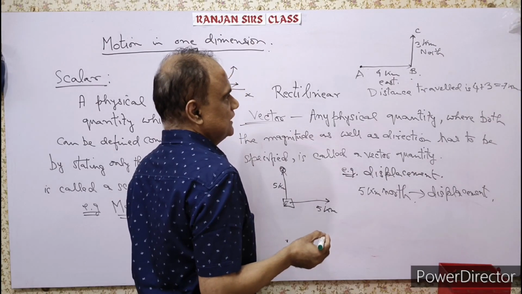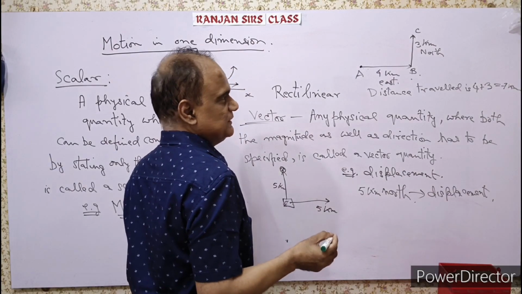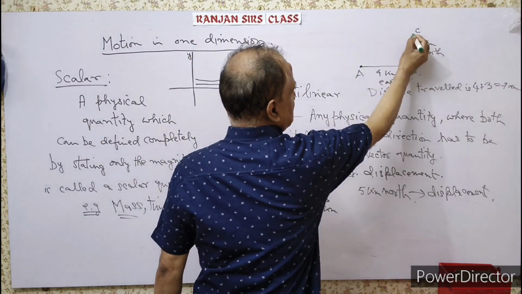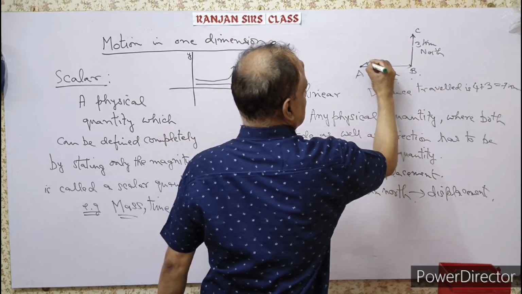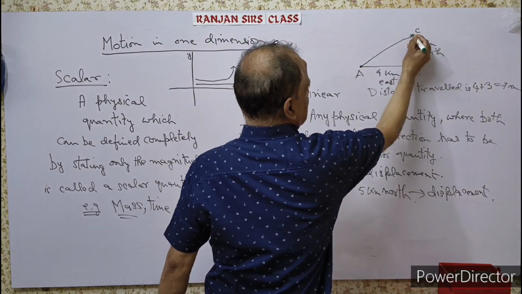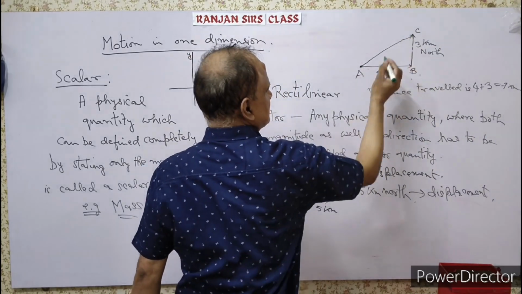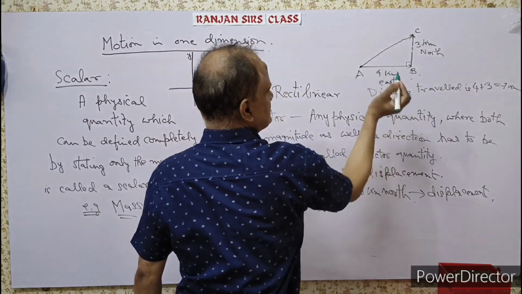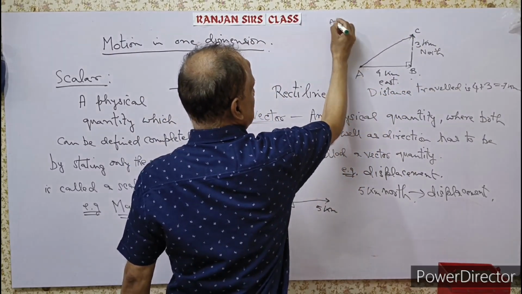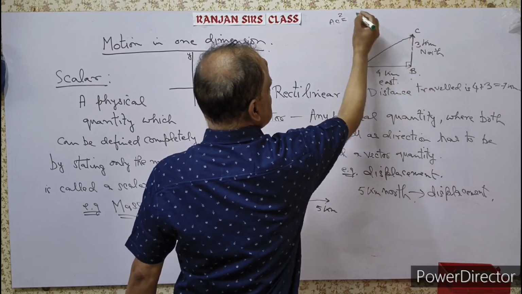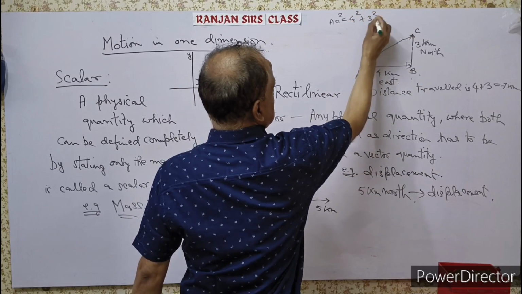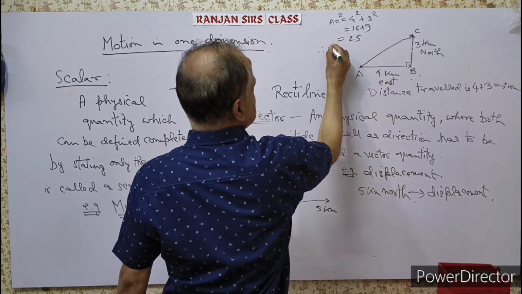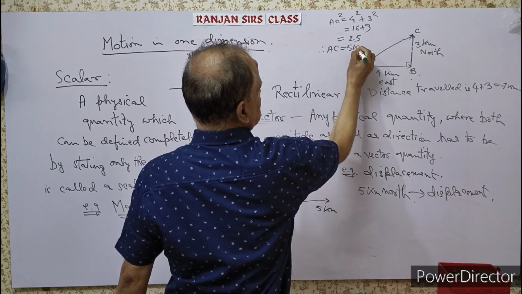But now, if I ask you what is your displacement? So your displacement, initial position was A and the final position is C. So it is the shortest distance between the initial and the final position. That's called the displacement. Okay. By using Pythagoras theorem, this is a right angle triangle. You can calculate the distance AC. AC will be equal to what? AC square is equal to 4 square plus 3 square. So that will give you 16 plus 9 is equal to 25. Therefore, AC is equal to what? AC is equal to 5 kilometers.